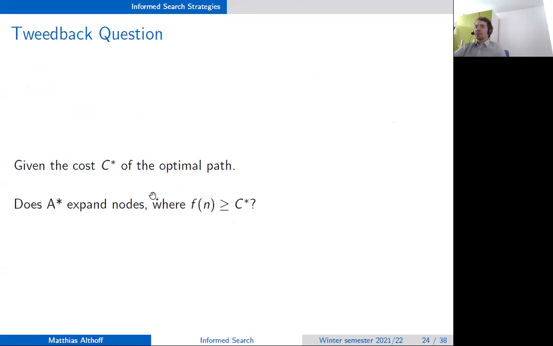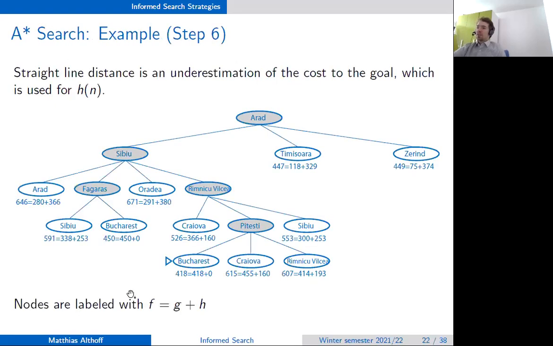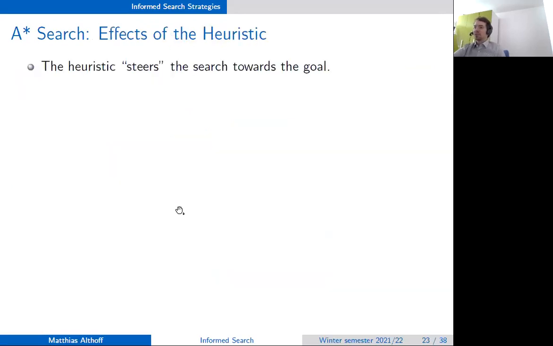Okay. So the next quick feedback question: given the optimal cost C star, does A star expand nodes where f of n is greater or equal than C star? This should also be an easy question now because we discussed this just 2 minutes ago. So around 80% chooses no. Yes, that's correct. So we've seen already when we are at the goal, we can stop the search because this is the optimal solution. So we will not expand any nodes which have greater values.